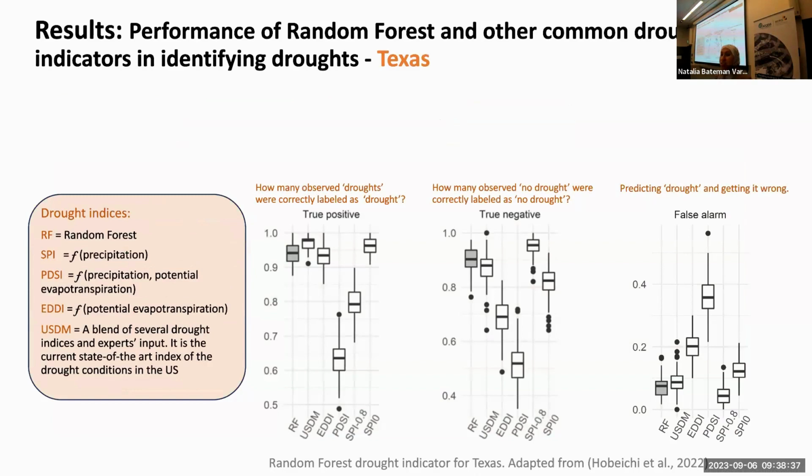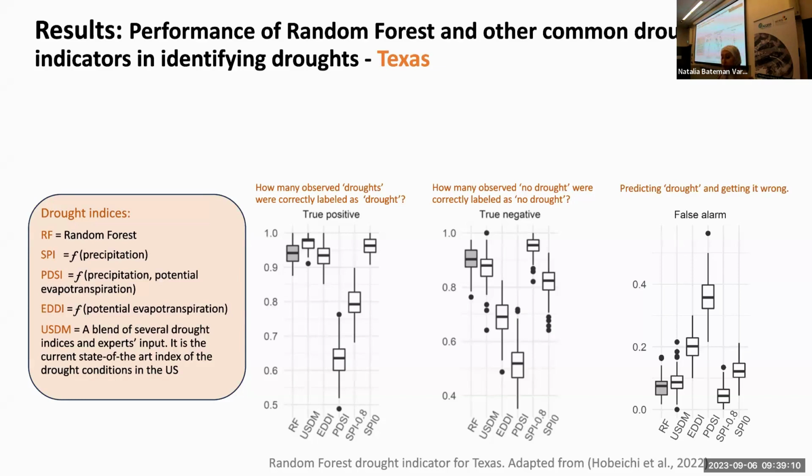First, in the Texas study, I'll show how random forest performed and how it compares with other commonly used drought indicators. So here we're looking at 3 metrics. True positive, which indicates how many observed droughts were correctly labeled as drought. True negative, which indicates how many observed no drought were correctly labeled as no drought. And false alarm, predicting drought and getting it wrong. Obviously, for the first 2 metrics, the high score is 1, and for the last one, the high score is 0.